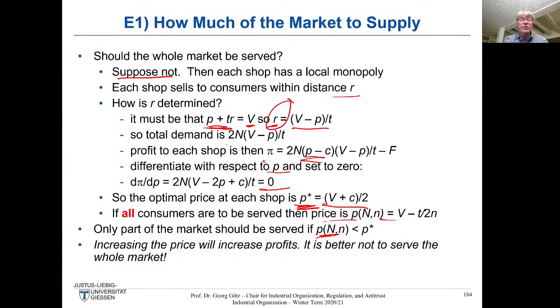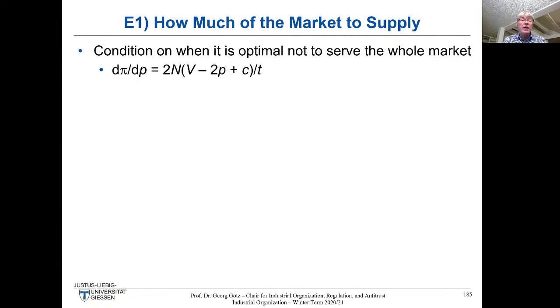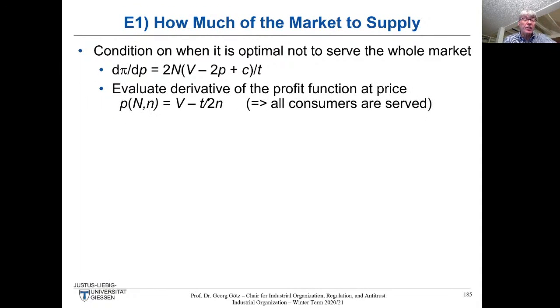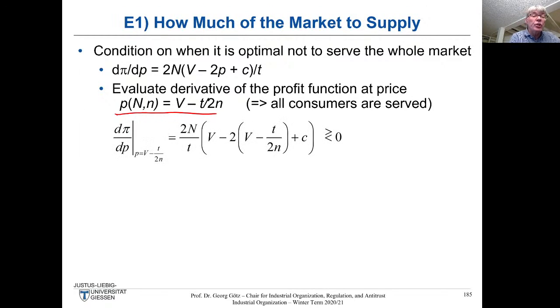In this case, it's better not to serve the whole market. We can look into that in even more formal terms by, it's exactly the same first order condition, evaluating this derivative at the price which we get in the case in which all consumers are served. That's what we are doing here.